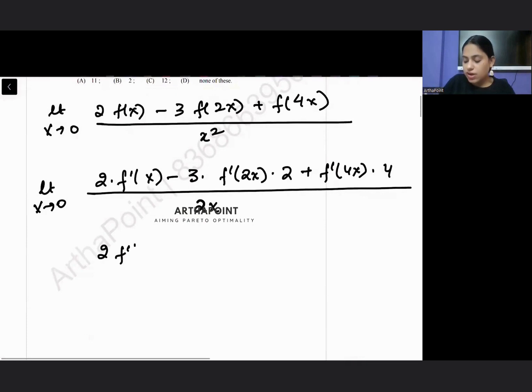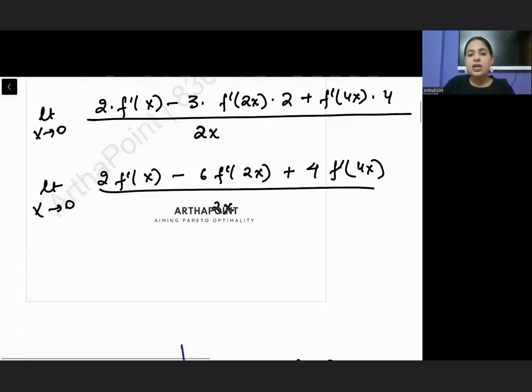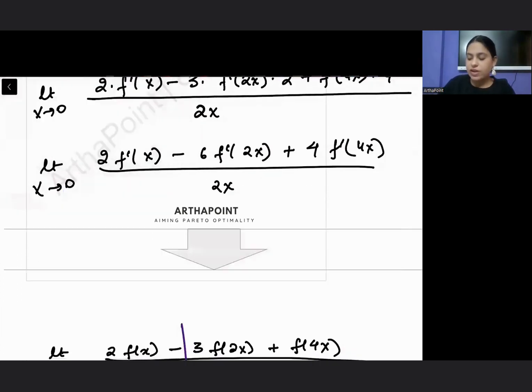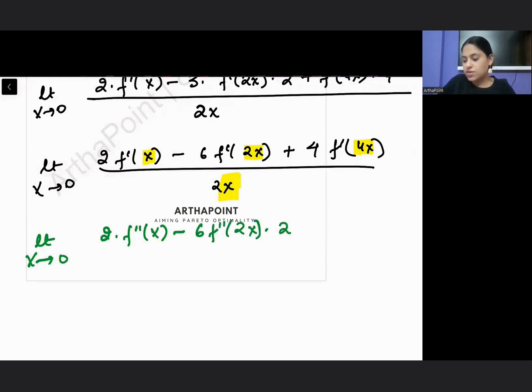So this is going to give me 2 f dash x minus 6 f dash 2x plus 4 f dash 4x upon 2x, limit x tends to 0. Now I will again try to evaluate this function. I put 0 here, 0 here, 0 here, but f dash x is also 0. So the numerator is 0 and denominator is also 0. So it is a 0 by 0 form, and I need to use L'Hopital again. So limit x tends to 0, 2 f double dash x minus 6 f double dash 2x, differentiation of 2x is 2, plus 4 f double dash 4x, differentiation of 4x is 4, upon 2.